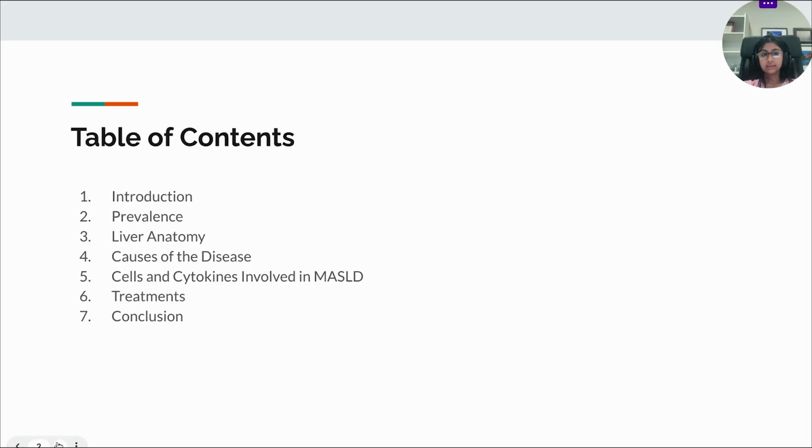Table of contents. This table of contents shows what will be covered in my presentation: an introduction, the prevalence of the disease, liver anatomy, causes of the disease, cells and cytokines involved, as well as treatments and a conclusion.